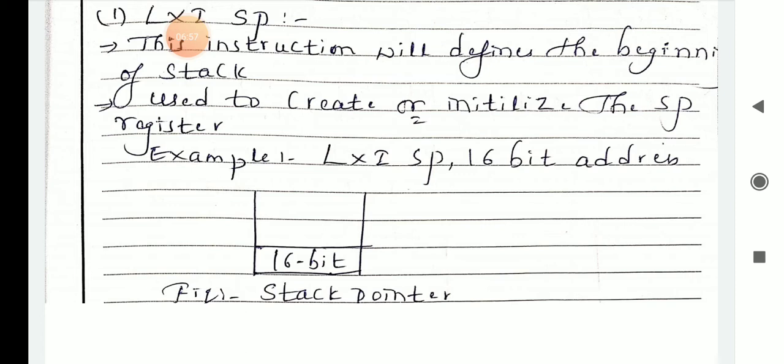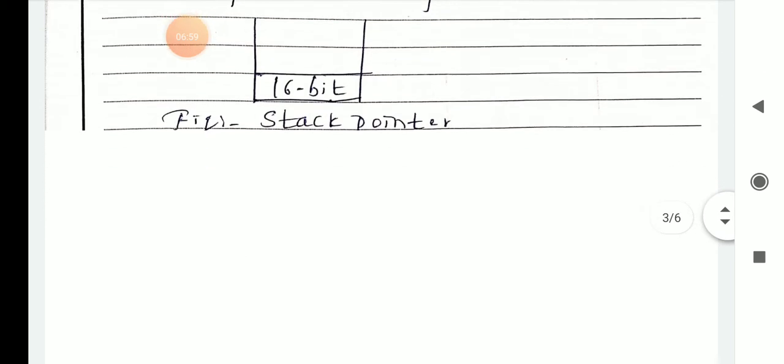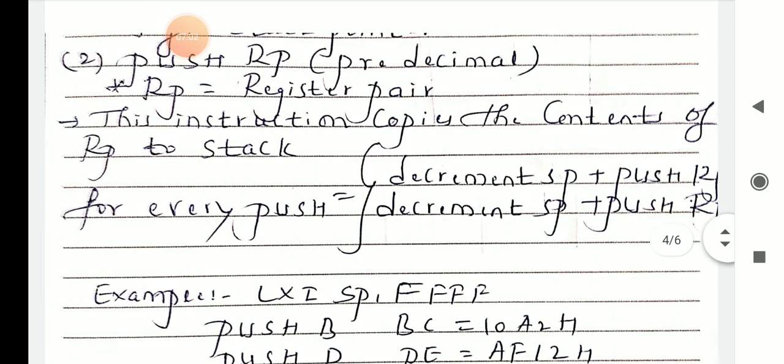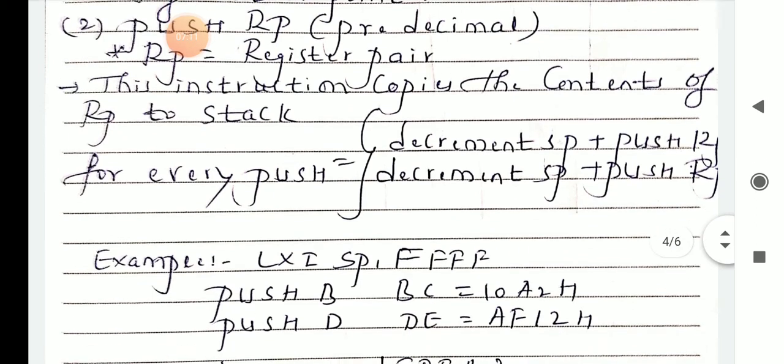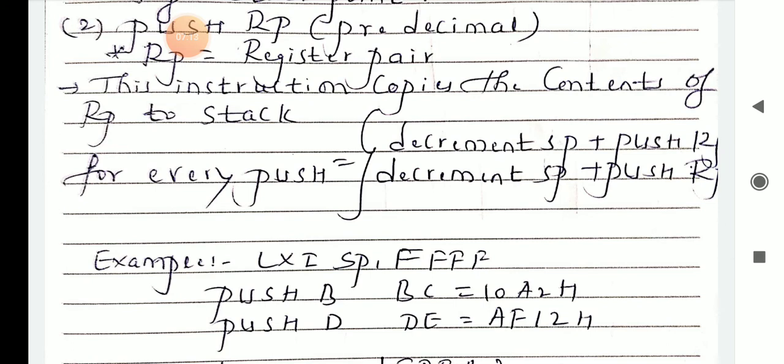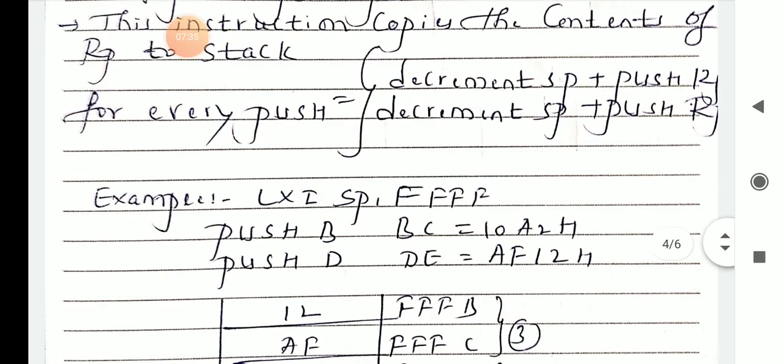Second one is PUSH RP. So what is that PUSH RP? It is the second instruction of the stack. Pre-decrement. RP stands for register pair. So this instruction copies the contents of RP into the stack. It means for every push, you first decrement the stack pointer, then push RP. And again you decrement the stack pointer and push of RL. So RH and RL stand for high and low bits.